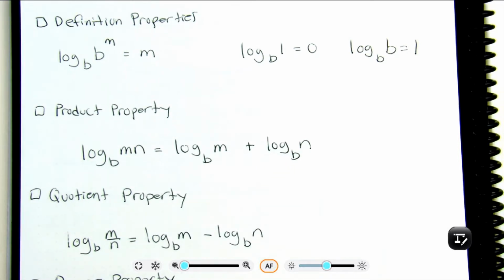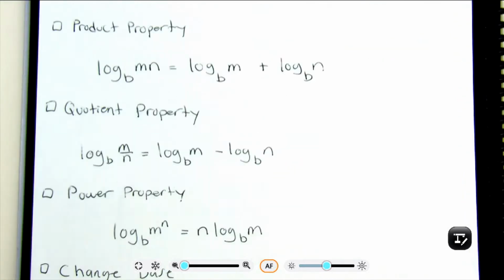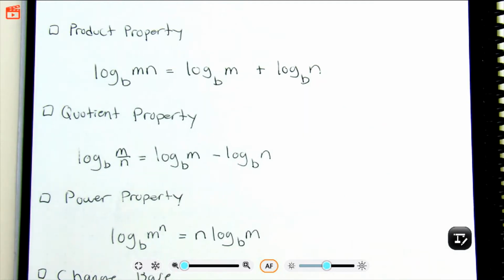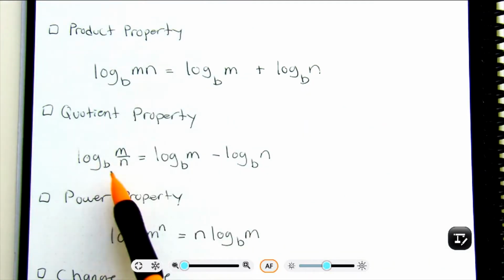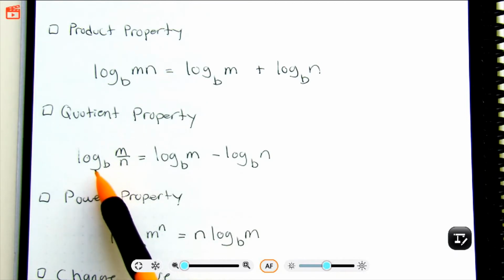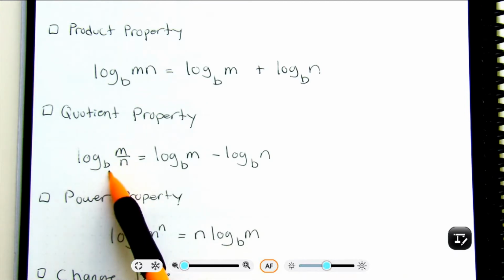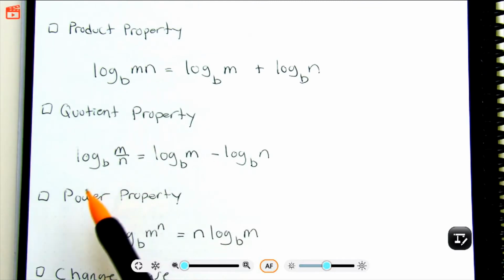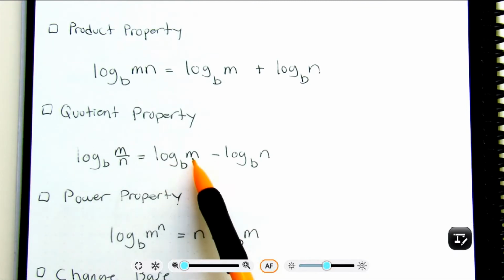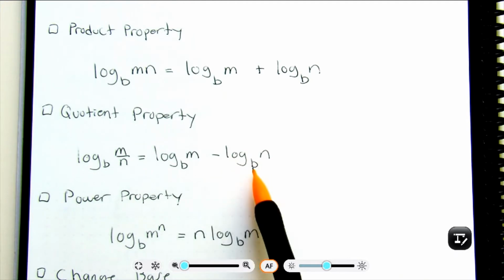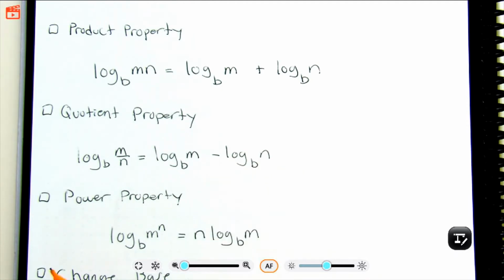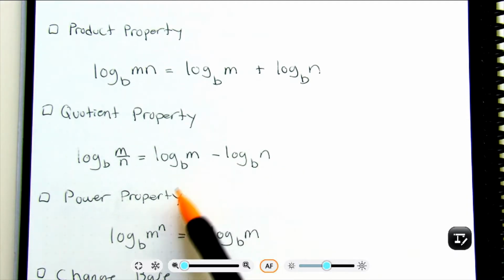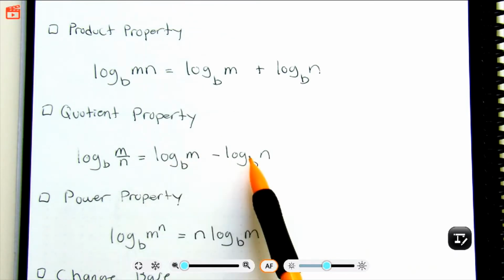The next one is quotient. Now, quotient property means the division property. So an example would be if you have log base b of m divided by n, this is equal to log base b of m minus log base b of n. So we subtract the numerator and the denominator. So numerator goes first, denominator goes second.